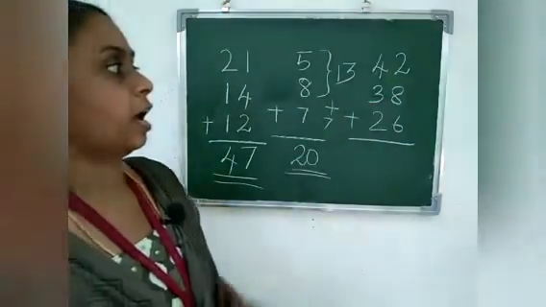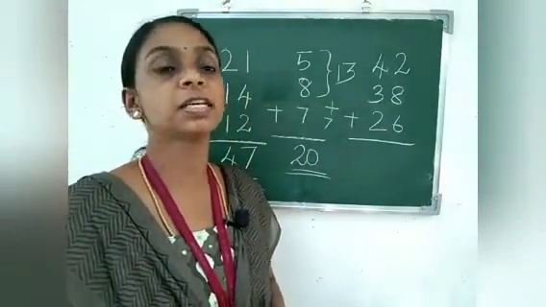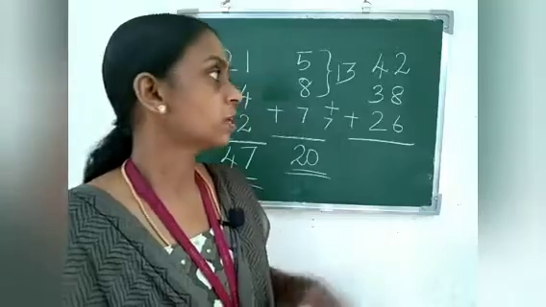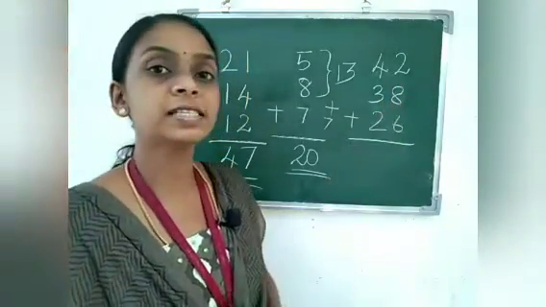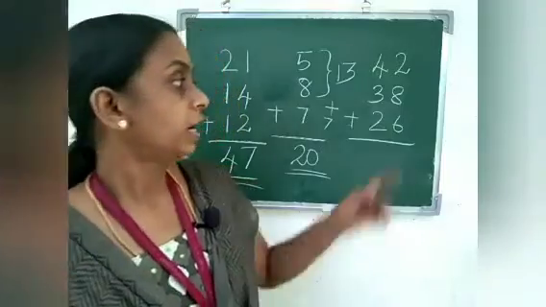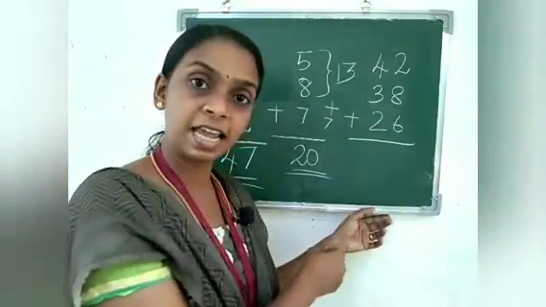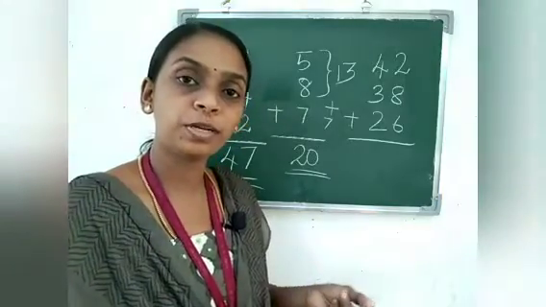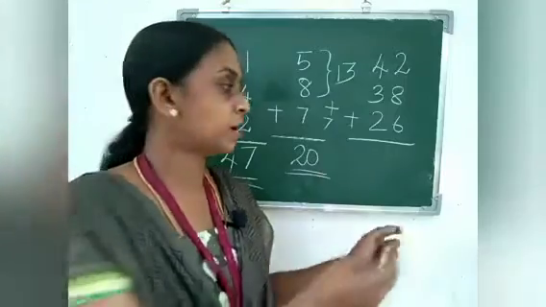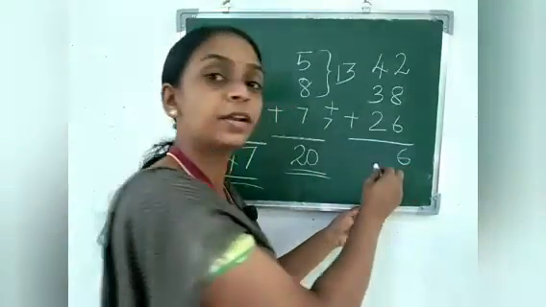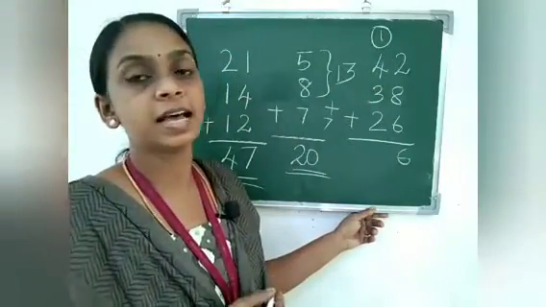The next one is addition of 3 two-digit numbers with regrouping. We start addition from the ones place. 2 plus 8 is 10. 10 plus 6 is 16. For a 2-digit number, which number do we write here? We write the ones place number, that is 6, and that 1 we take as the carryover.